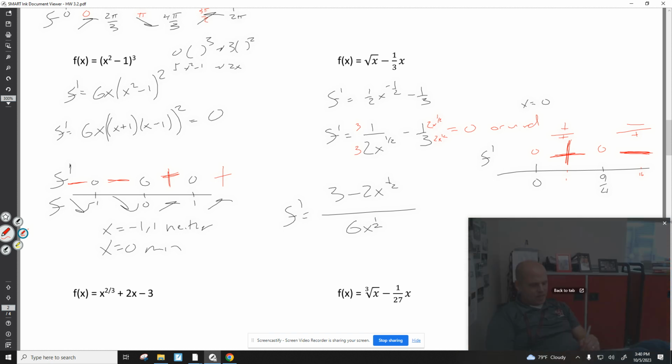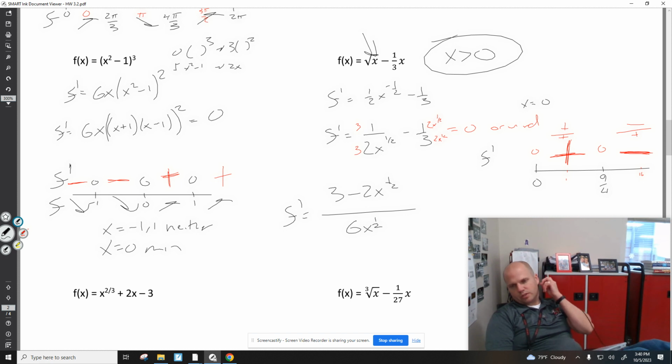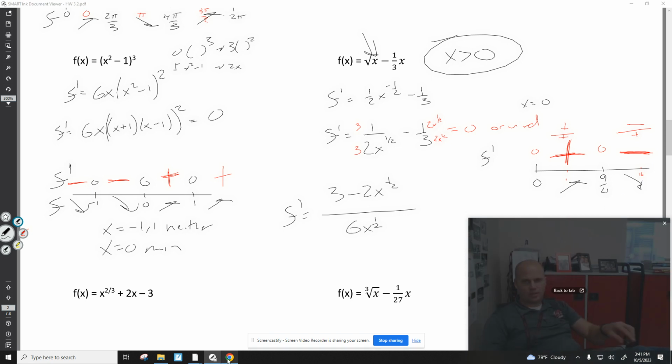I'm not going to plug in anything to the left of 0. Why, Mr. Messer? I should have said this at the beginning of this problem. You're not allowed to plug in negative values into square roots. You get imaginary numbers when you plug in that. So we're not going to worry about that. 0 is a good place to start. It is a critical point. 9/4 ends up being a max location.